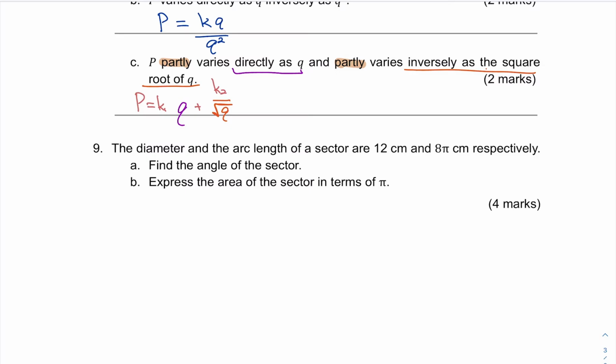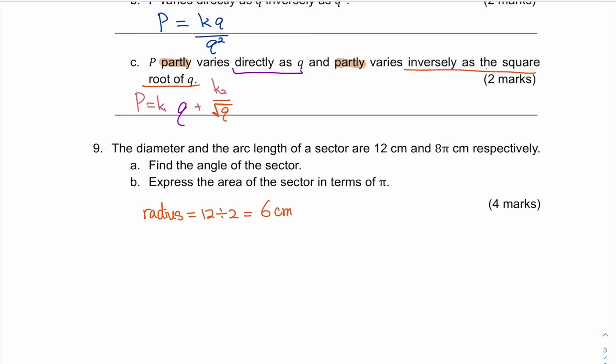So here, what are you given? You are given the diameter and also the arc length of a sector. If you are given diameter, your first step that you can think of is finding the radius. Radius is half of the diameter. So if your diameter is 12, radius is divided by 2, which will be 6 cm. Remember to write the units.